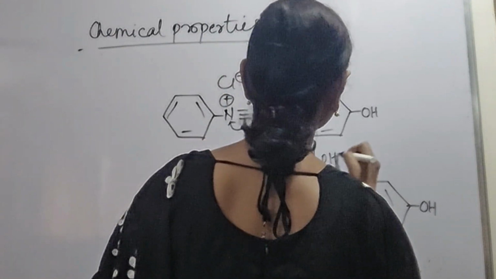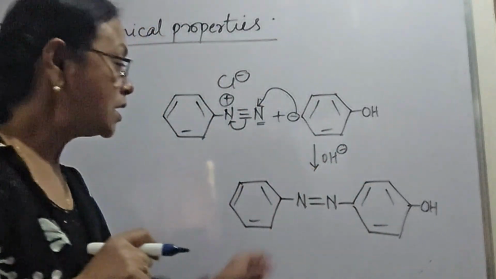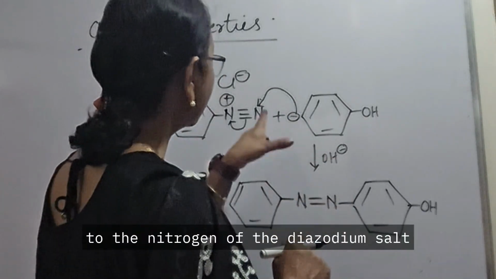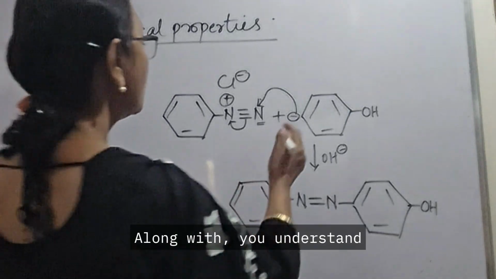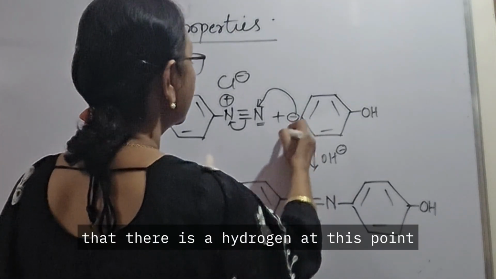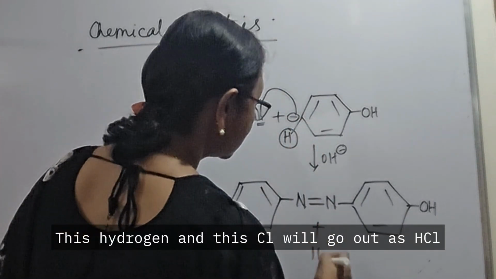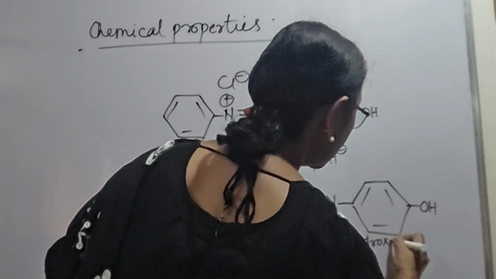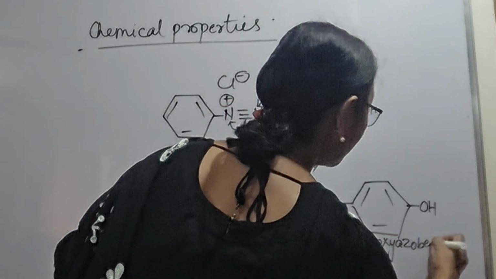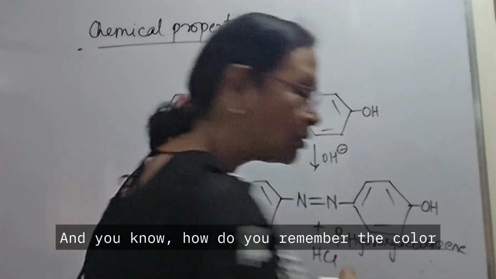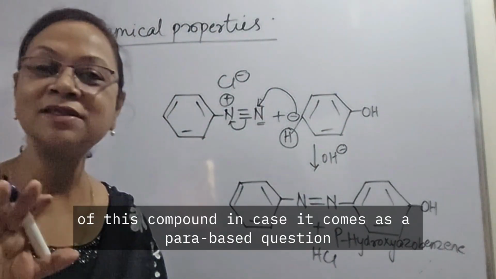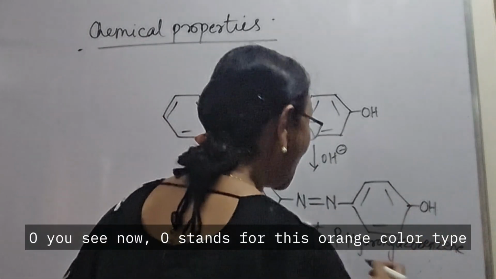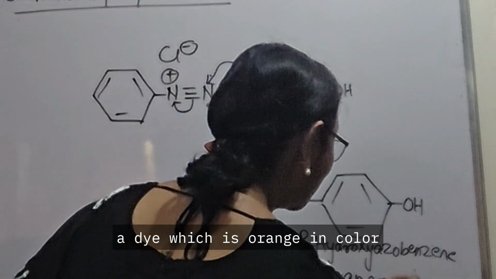Basify the reaction. Okay, so once you basify the reaction, you get a coupled product where the para position of phenol is attached to the nitrogen of the diazonium salt. Along with, you understand that there is a hydrogen at this point. This hydrogen and the Cl will go out as HCl. So this is called para hydroxy azobenzene. And you know, how do you remember the color of this compound in case it comes as a question? O stands for orange. This is a dye which is orange in color.